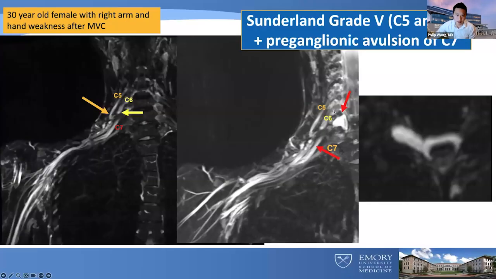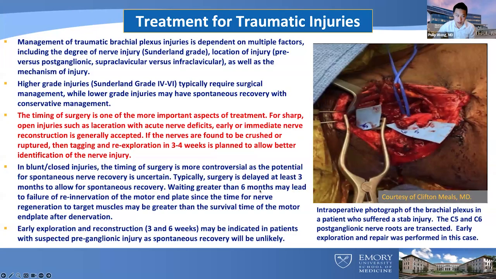So this is a Sunderland grade 5, where you have discontinuity of C5 and C6. And we actually had a preganglionic root avulsion of C7. You can see the pseudomeningocele here. And C7 is also retracted from that preganglionic nerve root avulsion. So that's Sunderland grade 5.